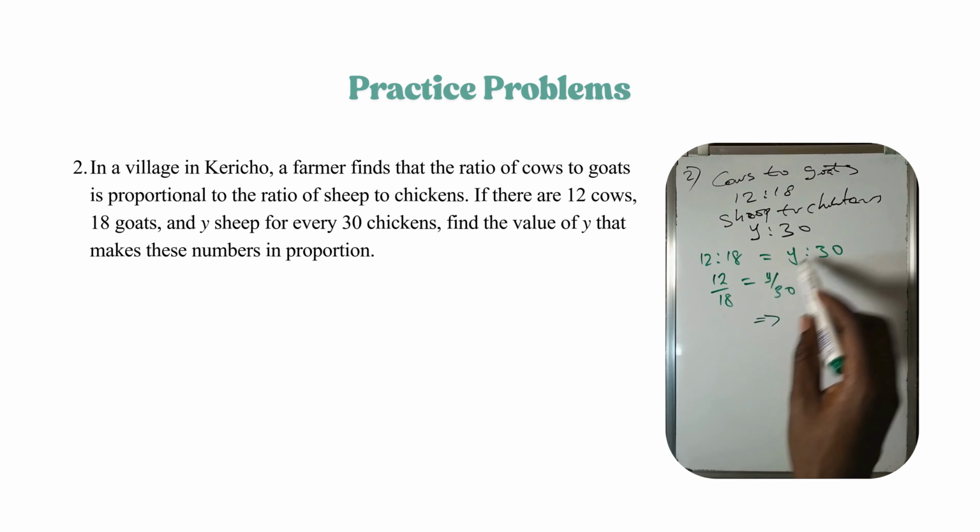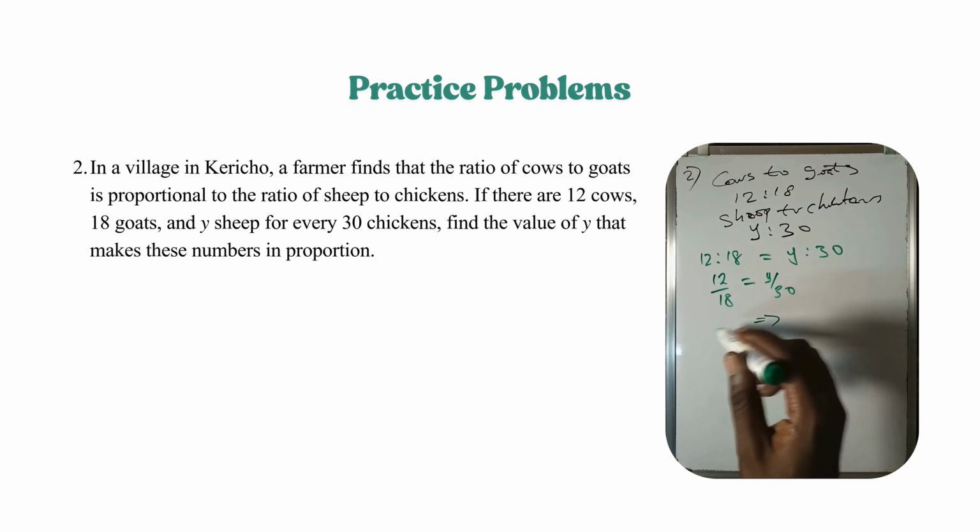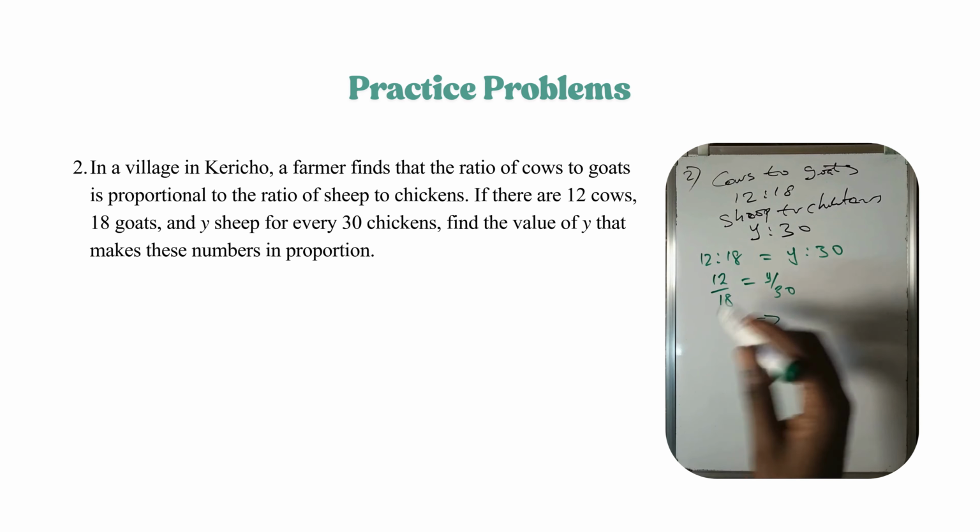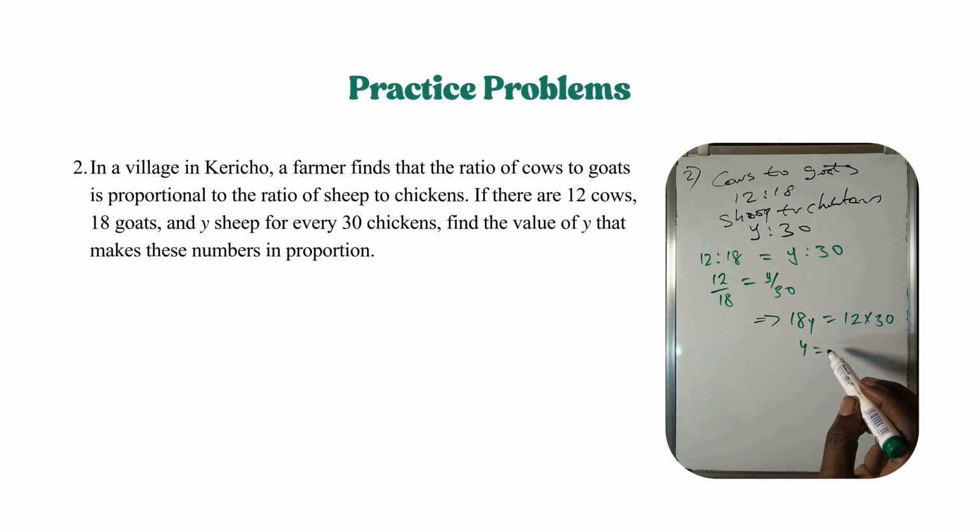This will be the same as when we cross multiply. We can simplify or cross multiply. Which one is easier? Let's cross multiply. This is 18Y equals 12 times 30. So our Y will be 12 times 30 all over 18.